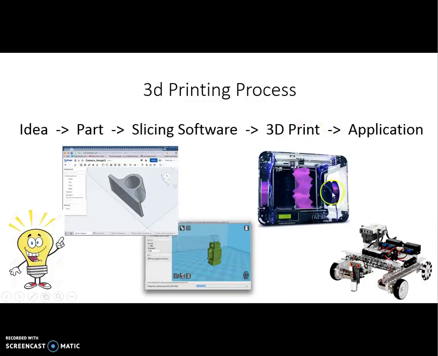Then after you 3D print it, I should have another little box here that says usually there's some sort of finishing that you'll need to do to the part. It doesn't usually come out just like you want. You might have to do some sanding or other things, like there's some chemicals you can use to finish the part. And then you put it in your application, maybe some sort of a robot.